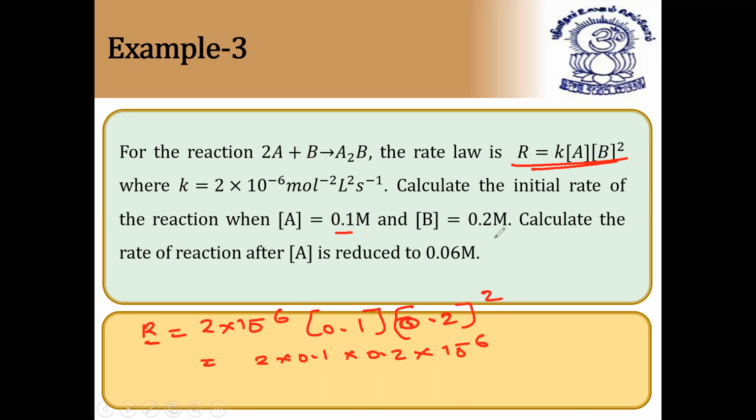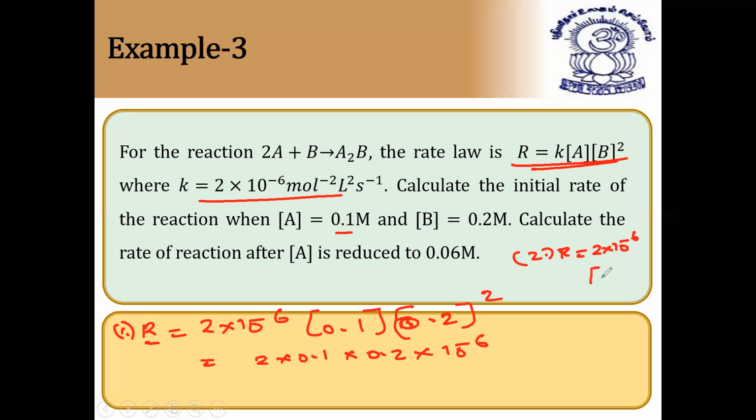Next, what is the second question? Also calculate the rate of reaction after A is reduced to 0.06. When they say A is reduced, the K value doesn't change for the same reaction. So this is the first case R. Second case R, how to find? R is equal to K, whose value is 2 into 10 to the power of minus 6, taken as common.